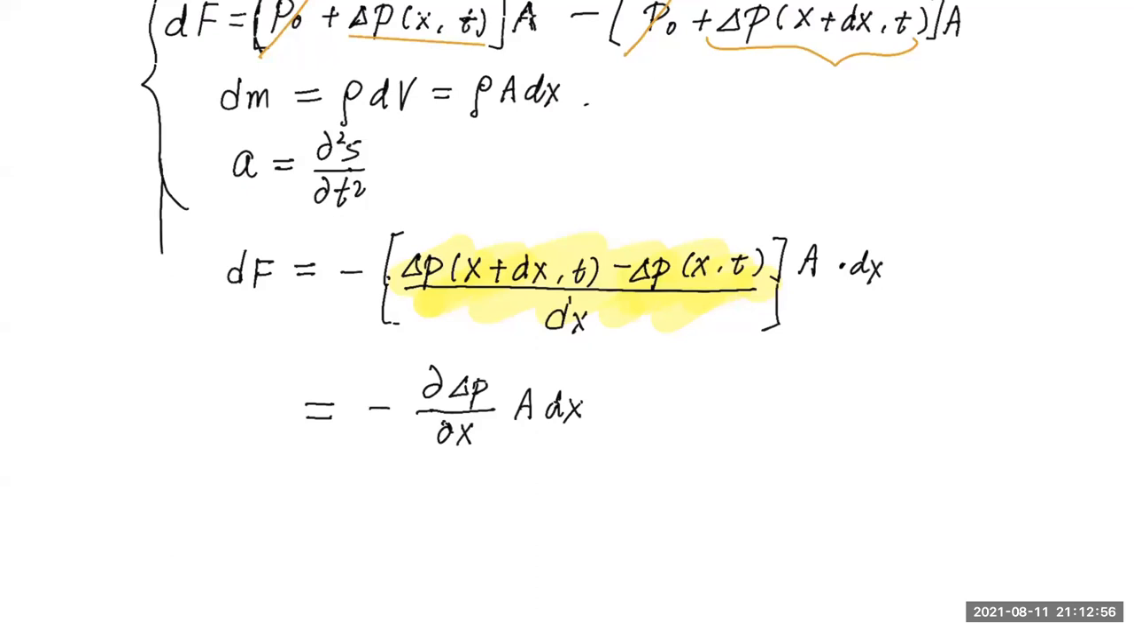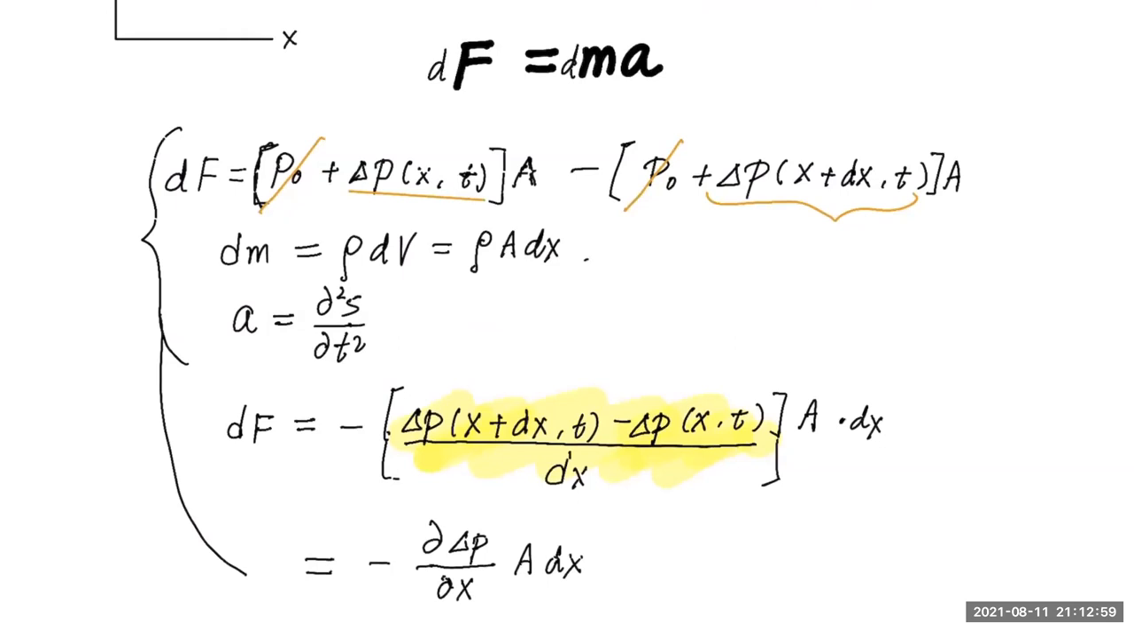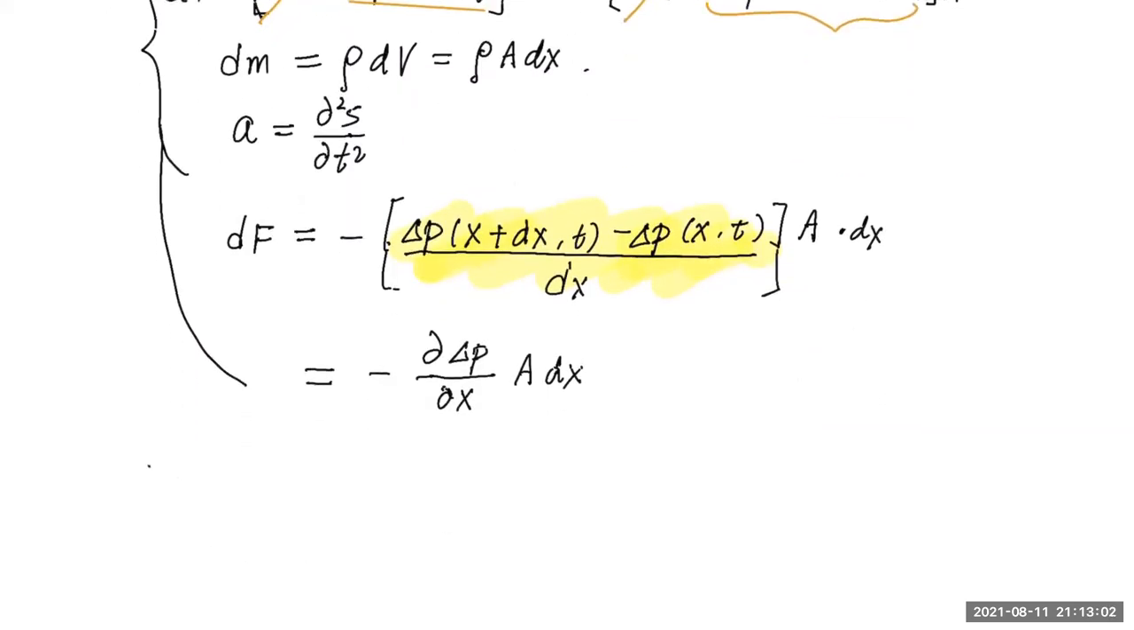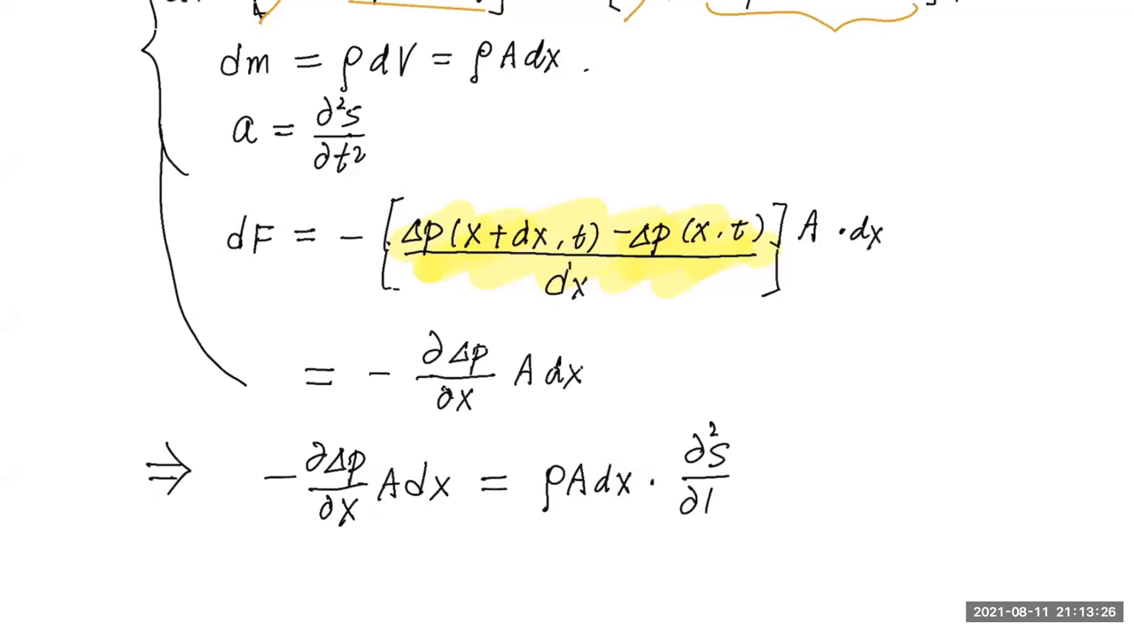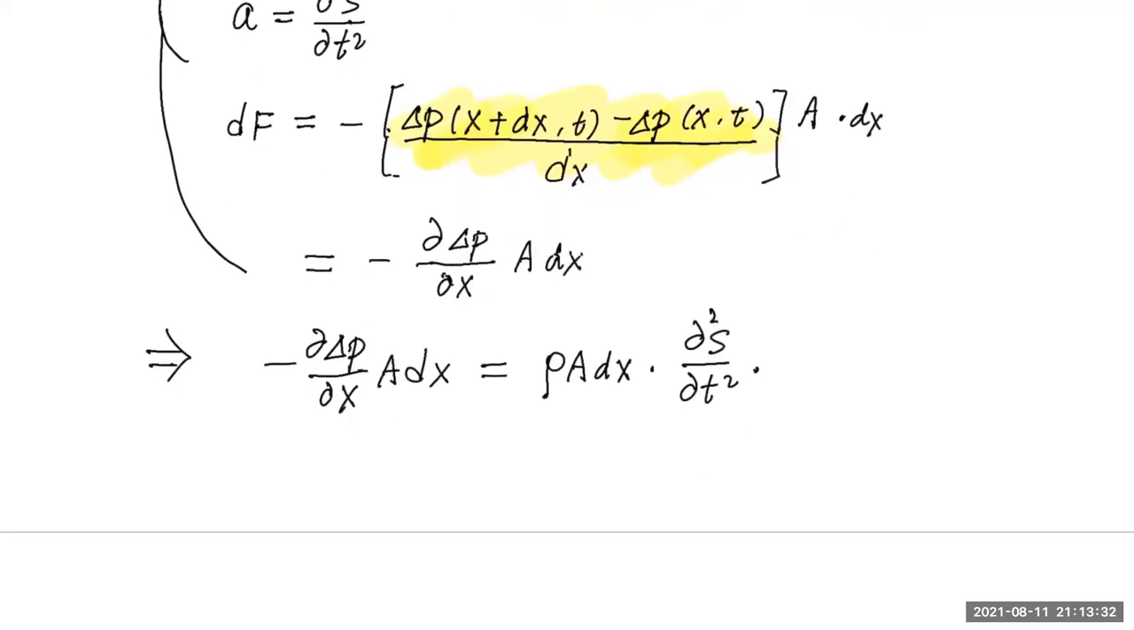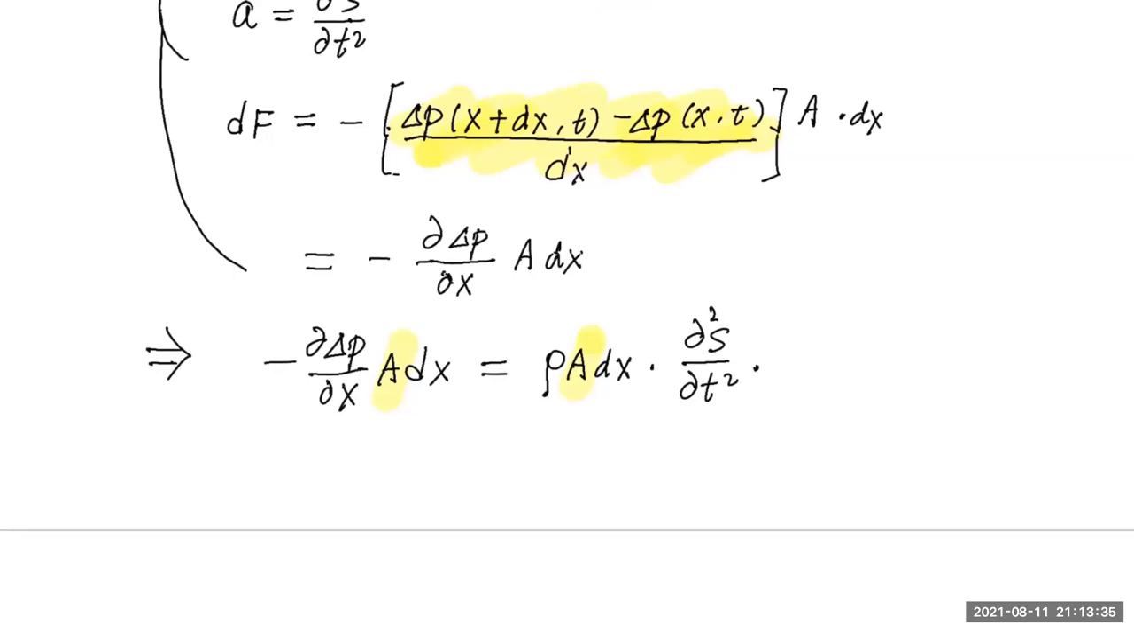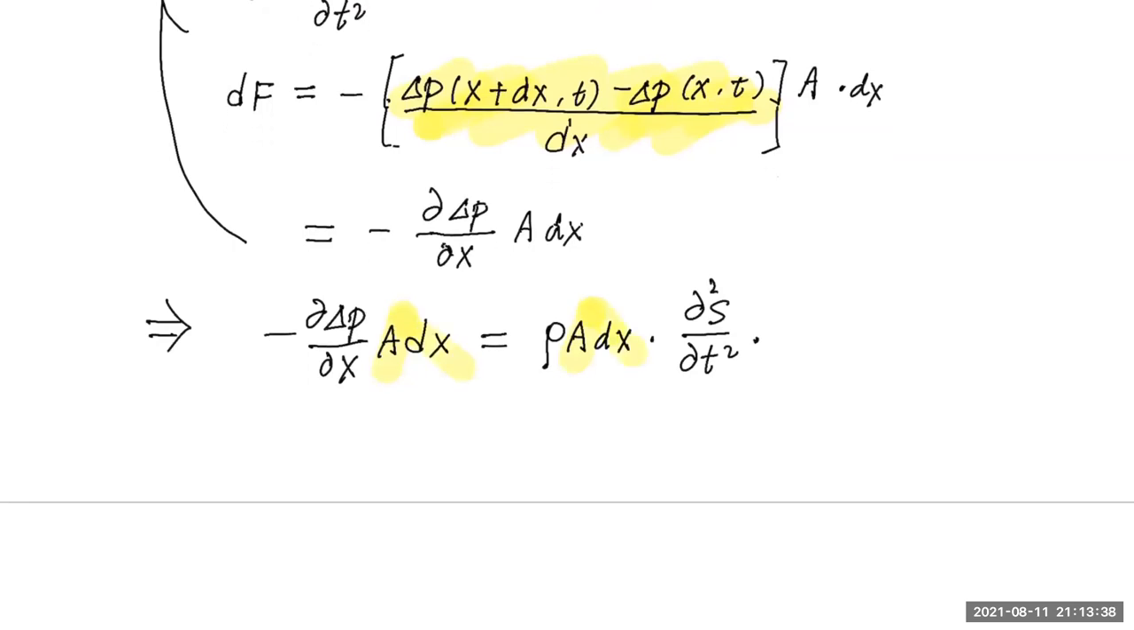So with that, I can plug all of these into df equals dm times a, and let's see what I get. f equals ma reduces to the following: negative partial delta P over partial x times a dx, that is df, equals dm times a. Dm is, again, rho a dx, that's dm, times a, which is the second derivative of s with respect to time. So this is what Newton's second law tells us. Okay, I can cross out the a's on both sides and cross out dx on both sides. Then I have this.